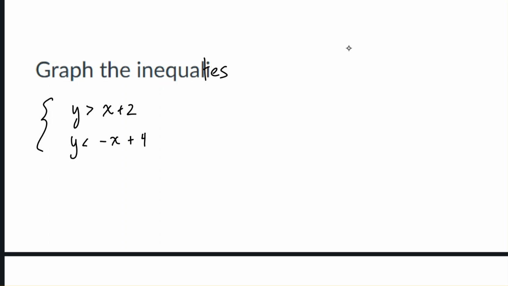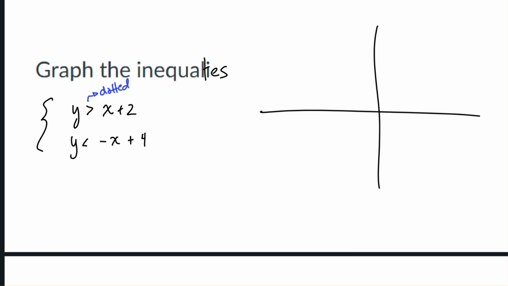Next up, we're asked to graph these inequalities. I'm going to write my coordinate axis here. Now for the first one, I'm going to write it in blue. I see that it's a dotted line because there's no "or equal to." And because it's a y greater than, that means I should shade above.